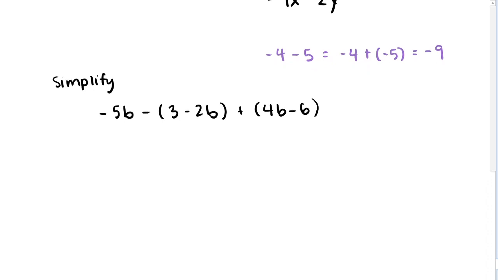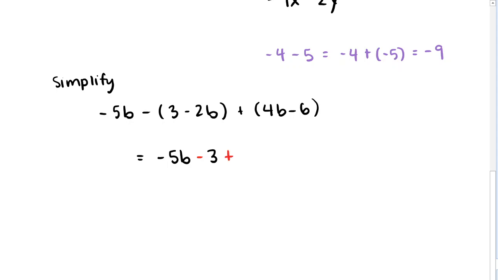But here, what we've really established is that we can drop the parentheses for addition without worrying at all about the terms inside the parentheses. And then we can drop the parentheses when we're subtracting that group, but we just have to reverse the sign of every term in that group. So this is the same as negative 5b. And then we have minus 3, right? We're subtracting away that first term. And then if we subtract away the second term, we're subtracting away negative 2b.